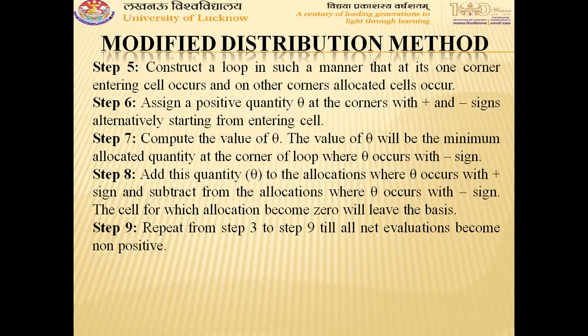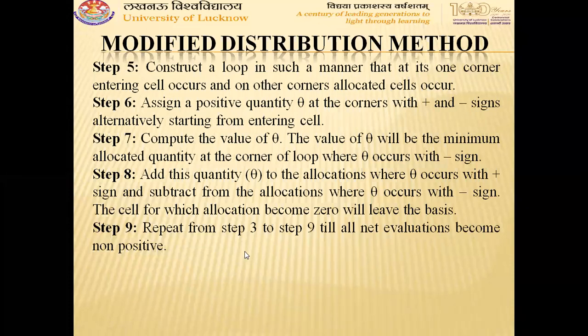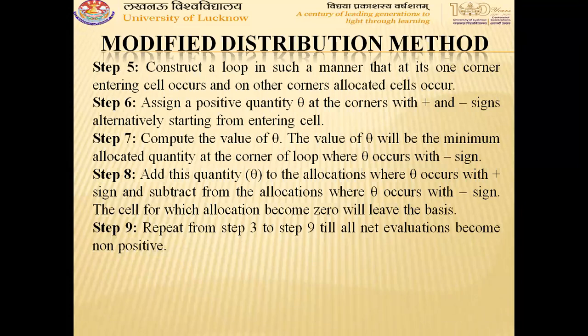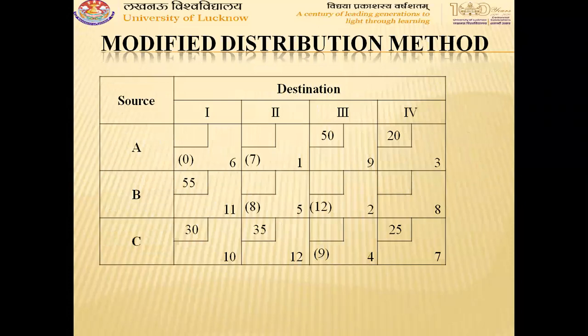If you remember the linear programming problem, one variable enters the basis and another variable leaves the basis. In the same manner, when one cell enters, one cell will be removed from the basis. That is, one allocation will become positive and another allocation will become 0. The processing is done in such a manner that the total rim requirement is always fulfilled. Then the next step is to repeat the process till all net evaluations become non-positive.